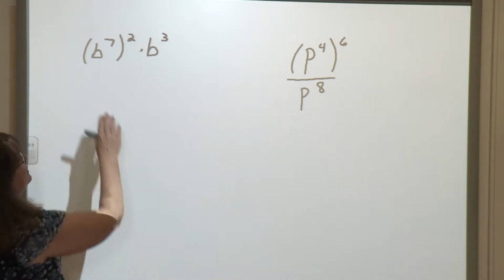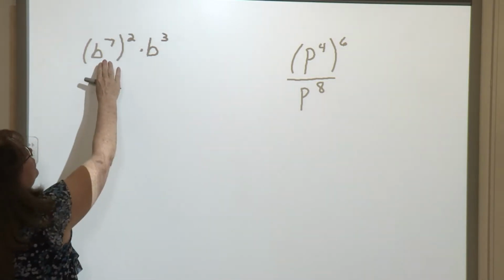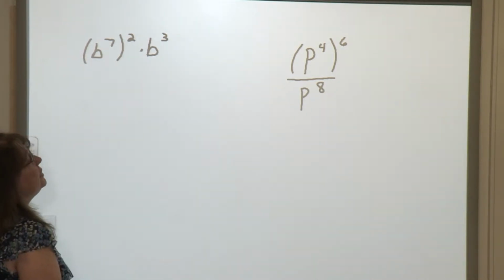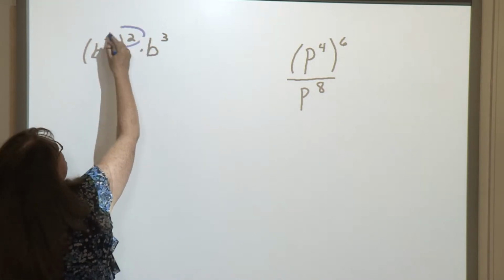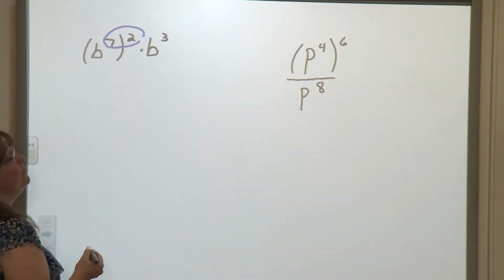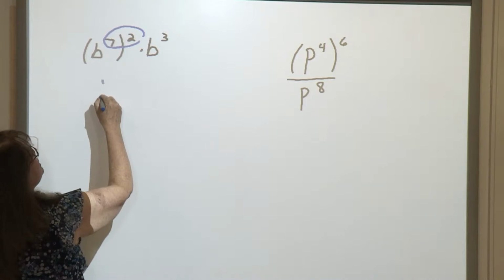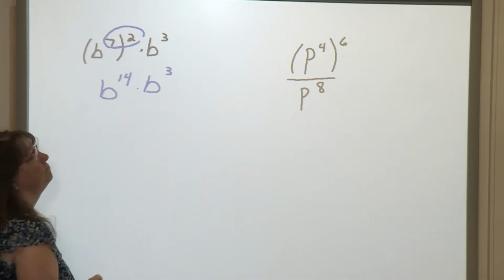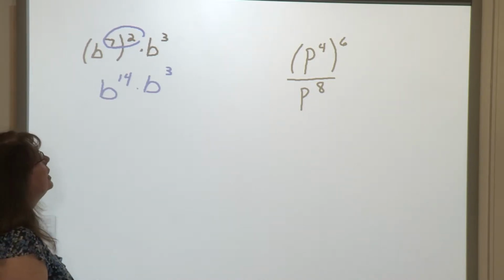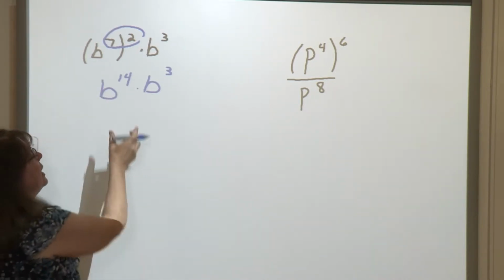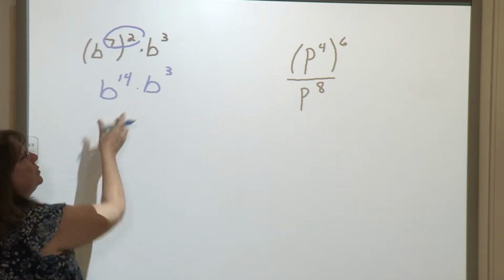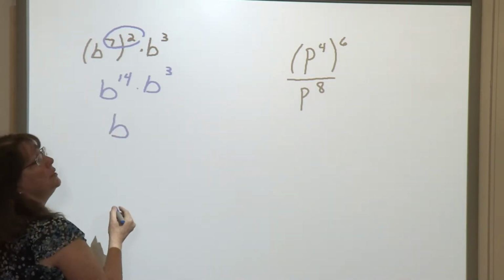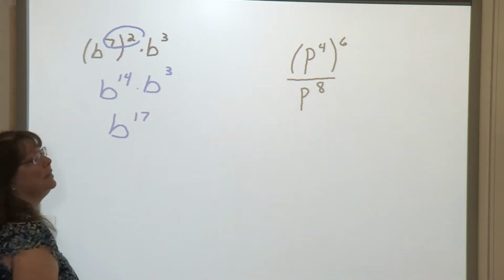Notice I'm working with the base of b. I have a power to a power, and then I'm also multiplying these bases. When you go to simplify, I'm going to start by looking at using my power rule first. A power to a power means I'll multiply those together. So I end up with b to the 14 times b cubed. And so now I have a product rule I want to use because I'm multiplying those bases together. It tells me to add my exponents. So 14 plus 3 will give me b to the 17th power.